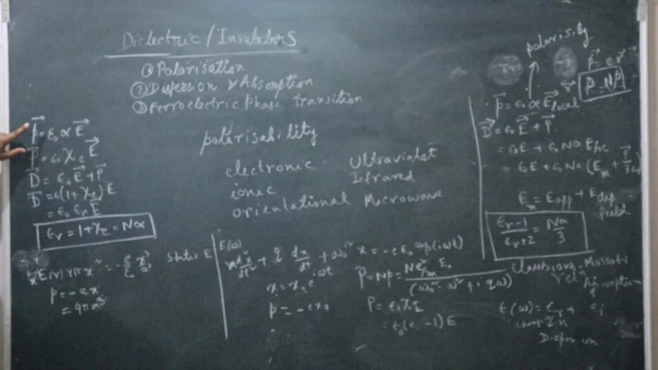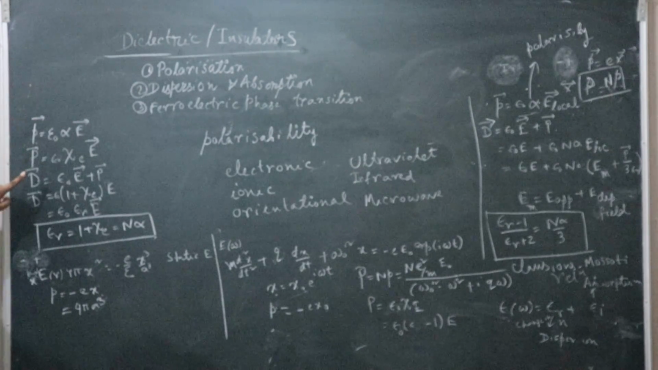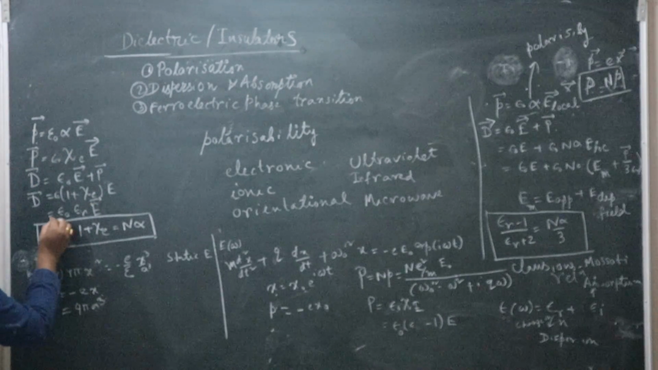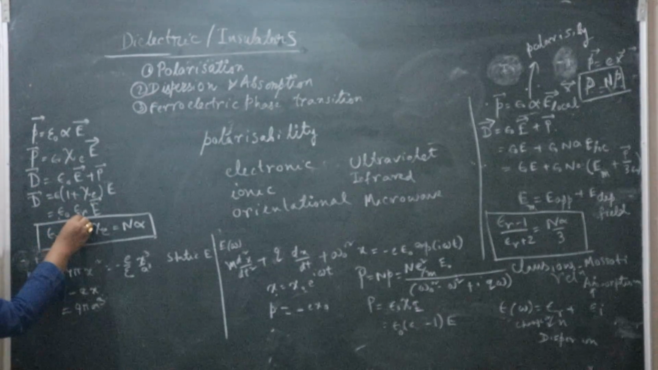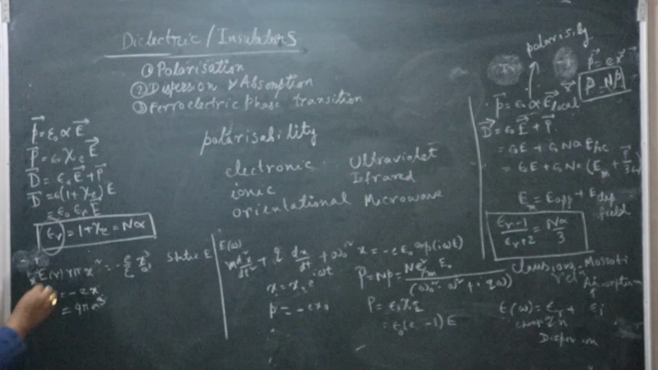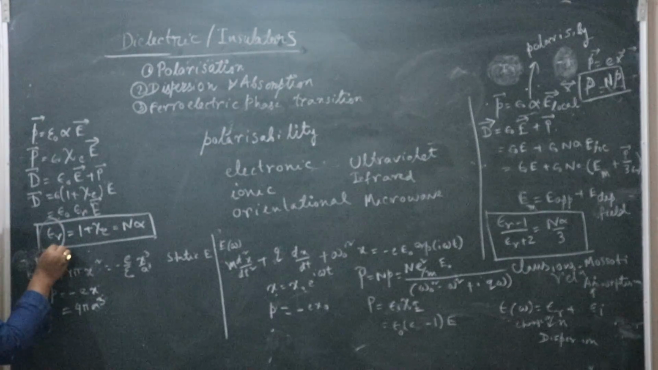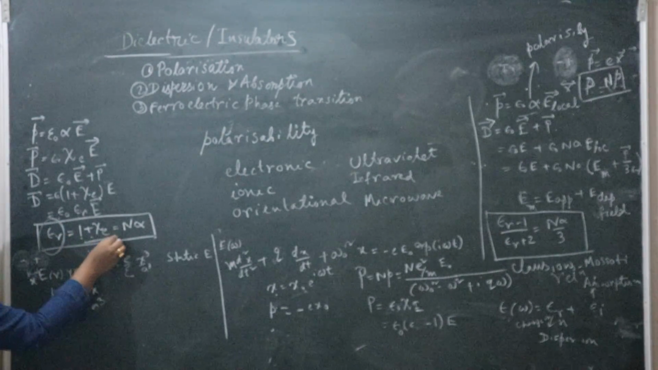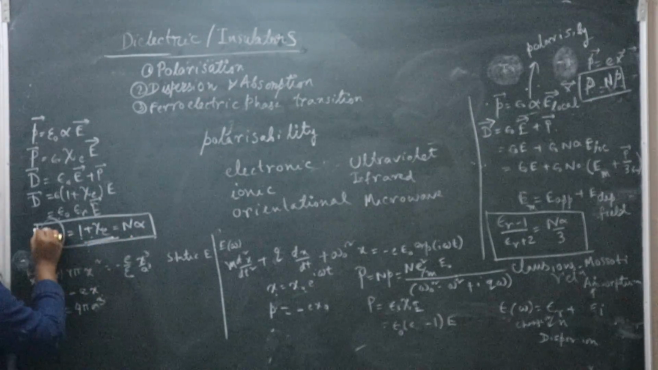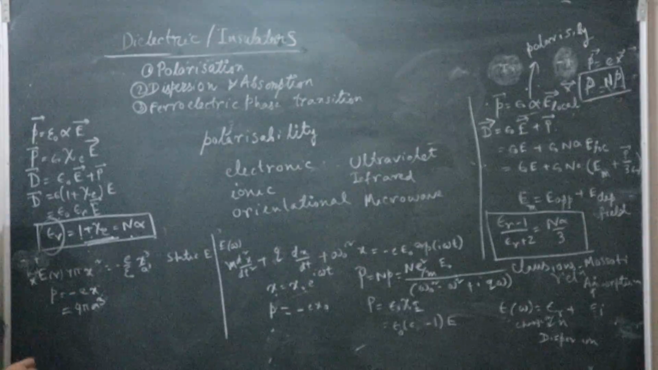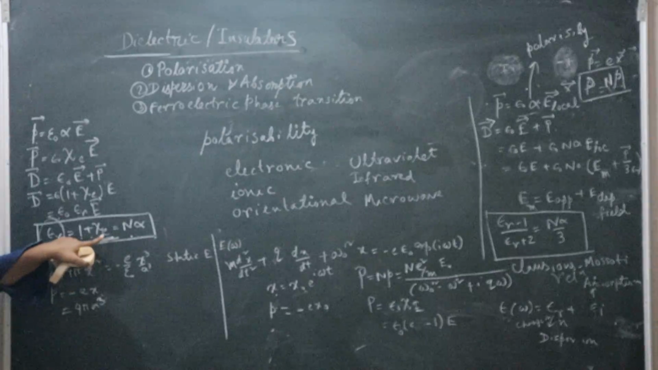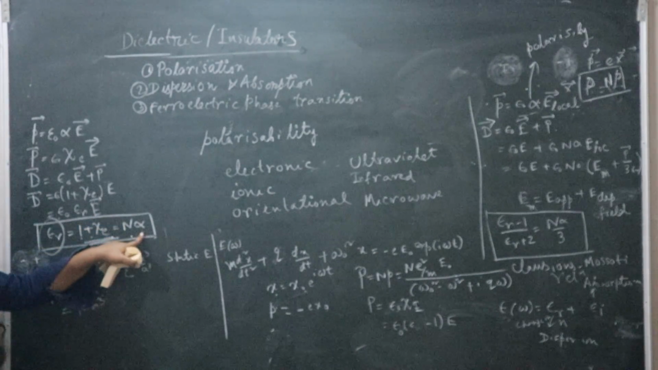The polarization, dipole moment, and the displacement vector, I put the values and I get displacement D equals epsilon naught epsilon r E, where epsilon r is the relative permittivity or dielectric constant. This epsilon r is 1 plus susceptibility equals 1 plus n alpha. This is the Clausius relation, where the dielectric constant is related to the susceptibility or the polarizability.